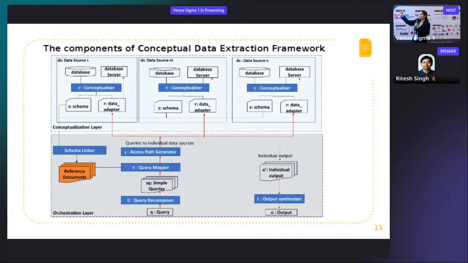All these schemas are then collected together and given to the schema linker, which will link them together and generate a reference document called a global schema.